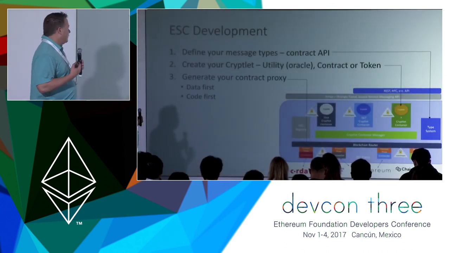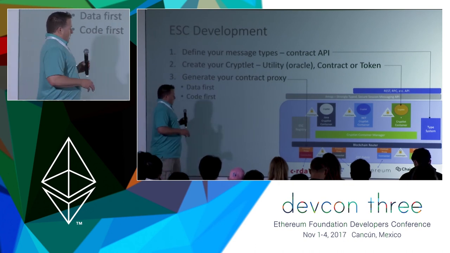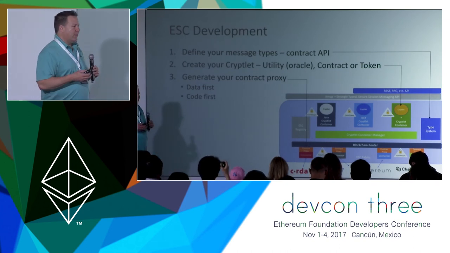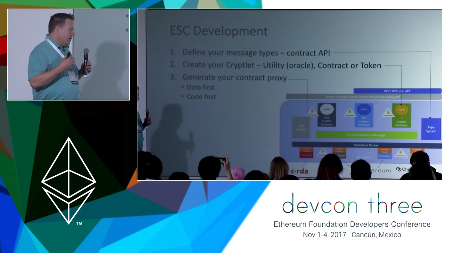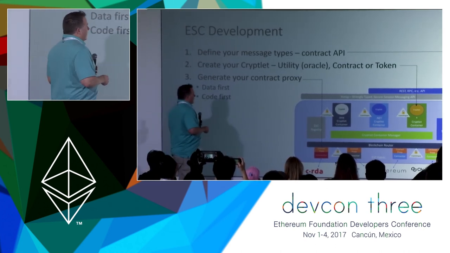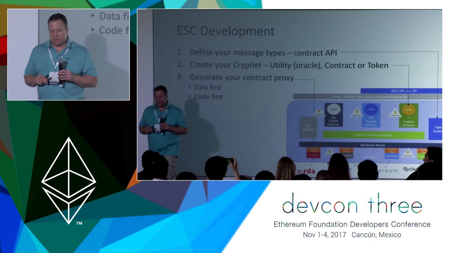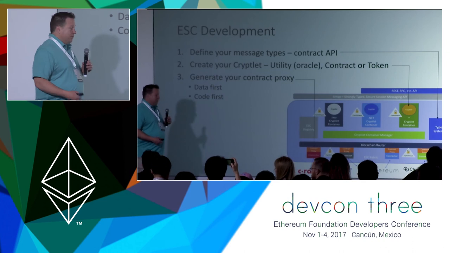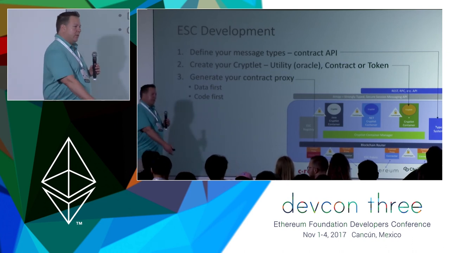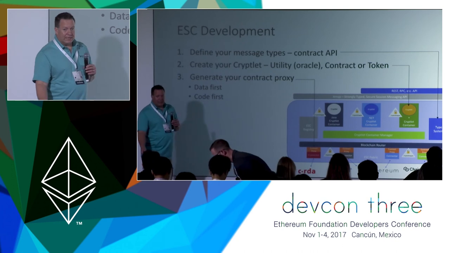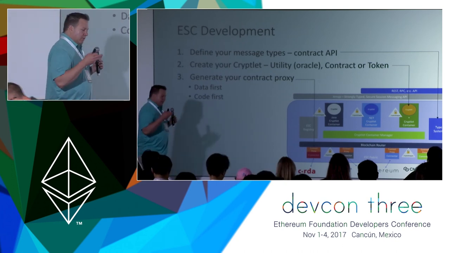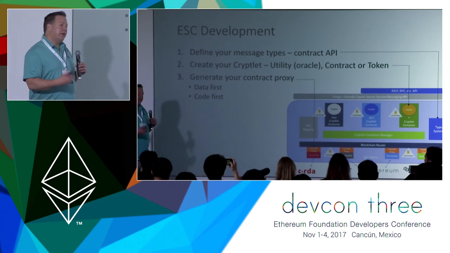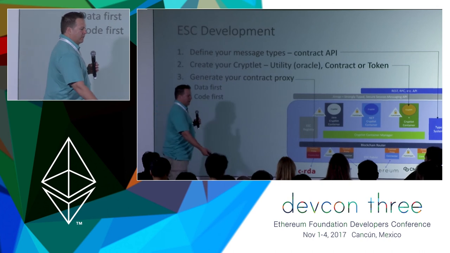Then lastly, you need to generate your proxy. This is where the tooling comes into play. We're doing a lot of work around the tooling, so we'll generate as much of the proxy as possible for you. There are two ways to generate object models against some sort of underlying data structure. You can do it what we call data first. That's where you've established the database, like a SQL database or whatever, or Solidity in this case, and then I can use that to create a proxy from that structure. Meaning I already have my Solidity defined, so I can then generate a proxy.